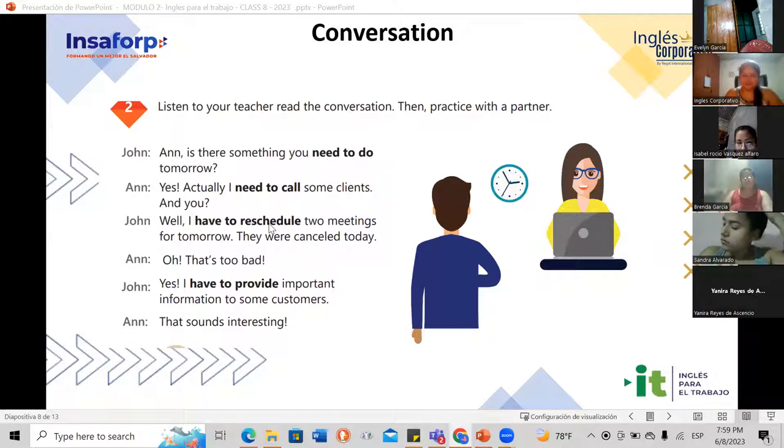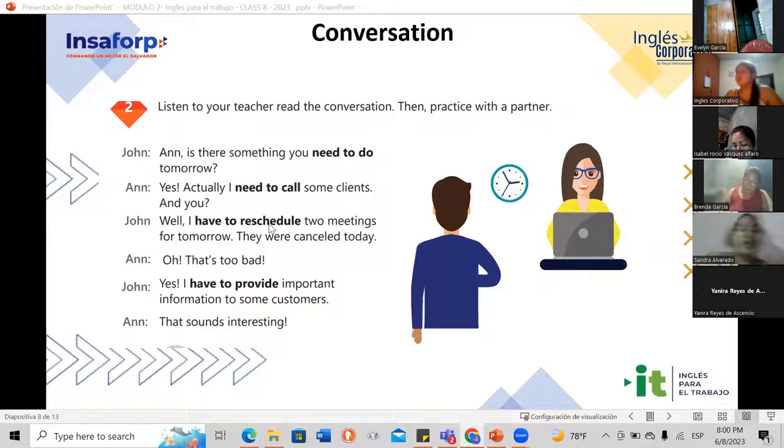I have to provide. ¿Qué significa provide? Provide es como darles la información, proveer. Proveer la información. ¿Ok? No lo puedo decir, teacher. Reschedule. Lo vamos a dividir por sílabas, vamos a ver.